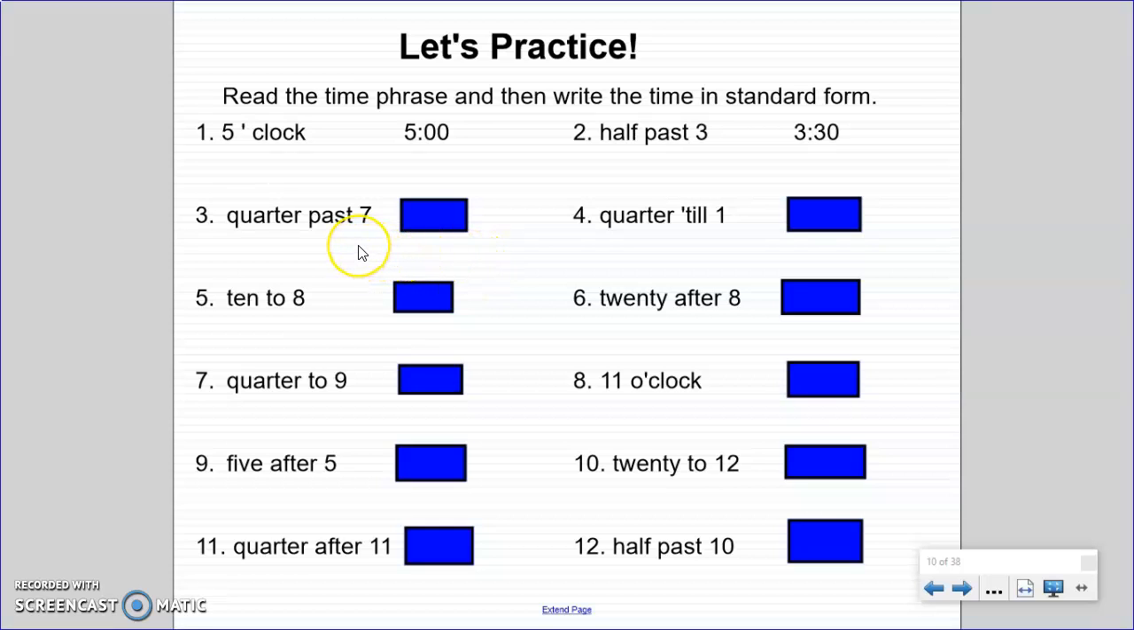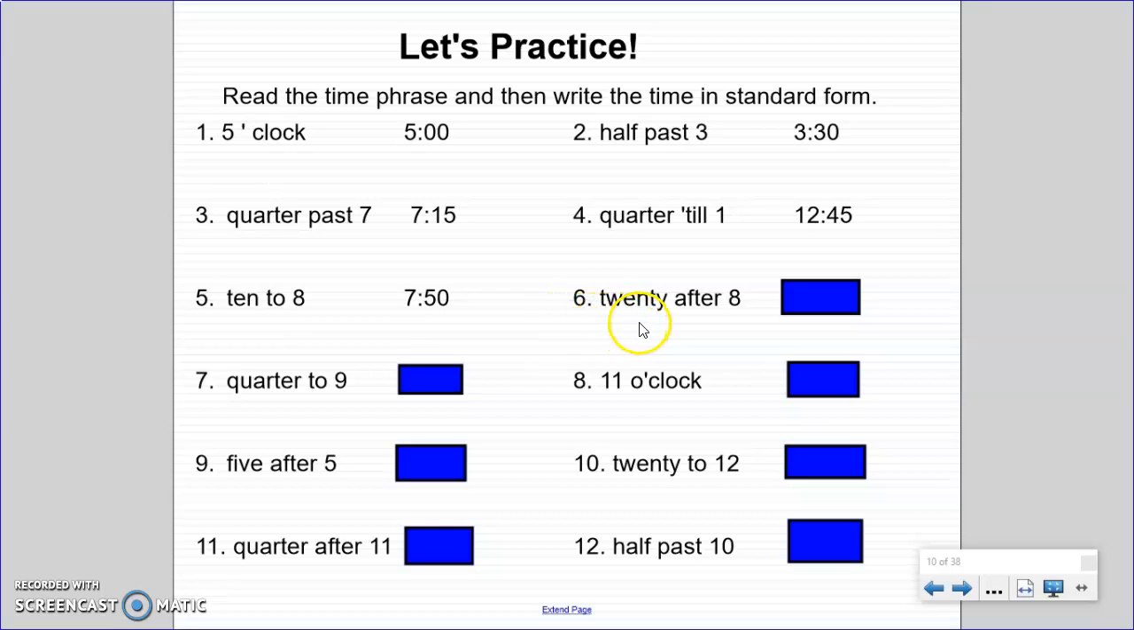Number 3, 7:15. What time on the clock in standard form would 7:15 be? 7:15. Number 4, 1:45. What is that time in standard form? 12:45. Looking at number 5, 10 to 8, or 10 minutes to 8. What is that in standard form? 7:50.